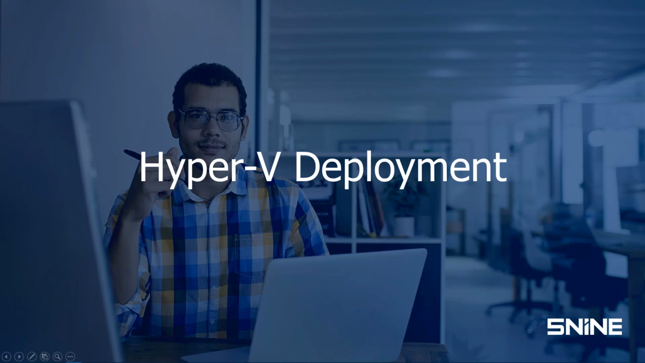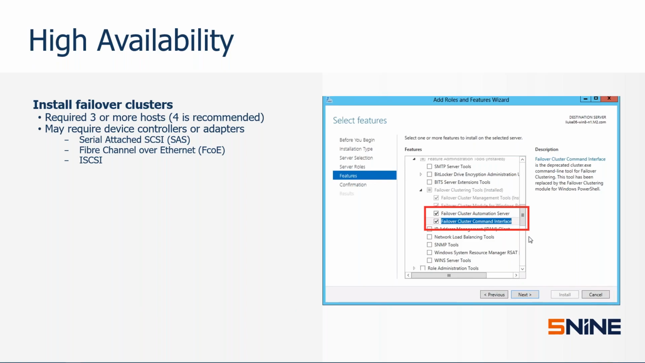So, Hyper-V deployment. This is a fun topic. So the first thing you need to do, once you've deployed your Hyper-V nodes, and these are individual Hyper-V nodes, is build a failover cluster. You install the Failover Cluster Manager, which is a native tool that you install with the Add Roles and Features wizard. Once you've installed that tool, you have a requirement of 3 or more hosts. 4 is recommended for full parity.